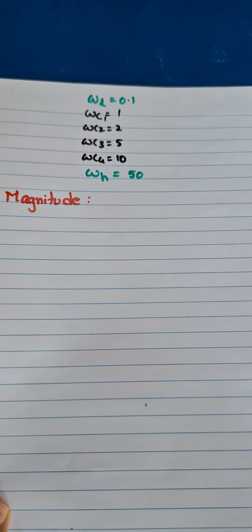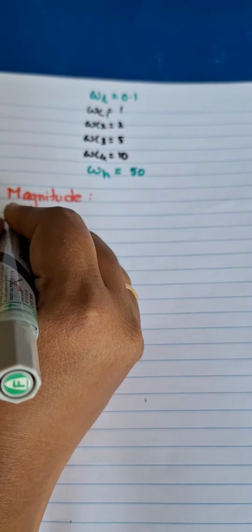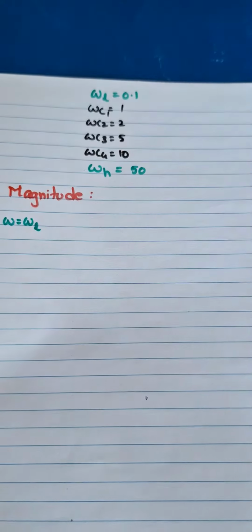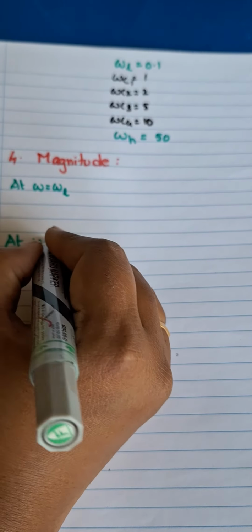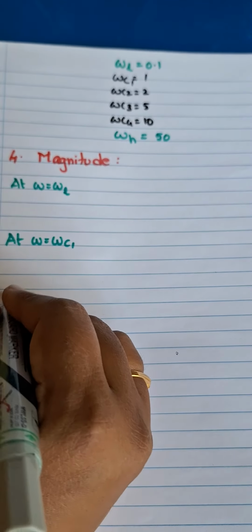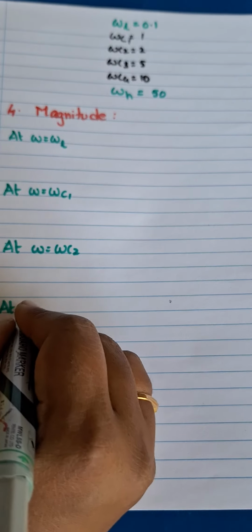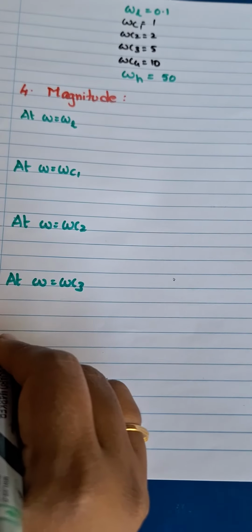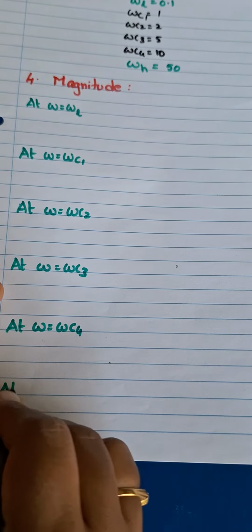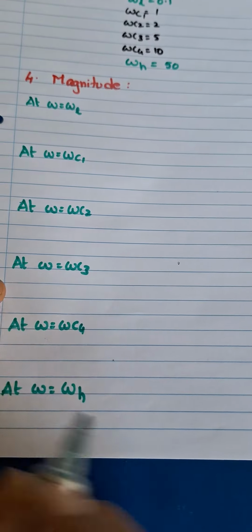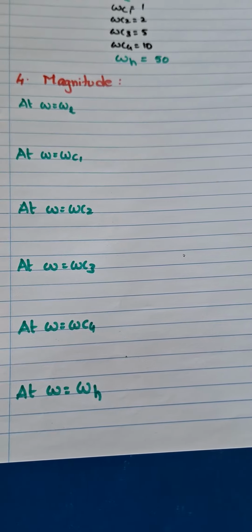So my next step is to find the magnitude. So what is magnitude? First, at omega equal to omega L, meaning first I am considering omega L as my frequency. Then I will consider omega C1, then omega C2, then omega C3, then omega C4, then omega H. So it means 1, 2, 3, 4, 5, 6. For 6 values, I should find the magnitude.